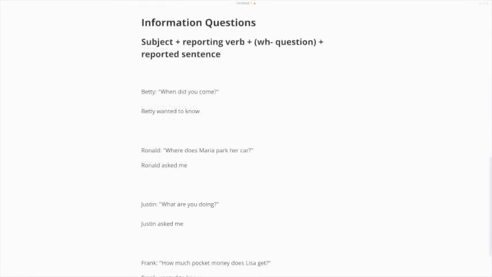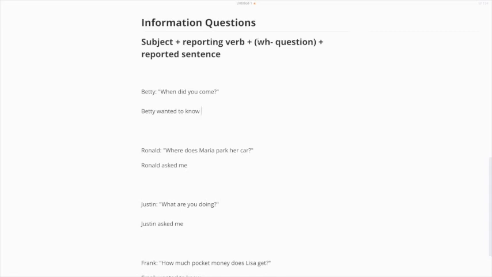Okay, now let's do the next part, information questions. So here we have again a simple formula that I wrote to remember how do we report information questions. So again, we're going to start with the subject. Who said the sentence? Who are we reporting? Who are we repeating? Then we have the reporting verb or reporting phrase. In this case, we're usually going to use asked. And now we're going to put another thing. Instead of if, now we're going to use double H.